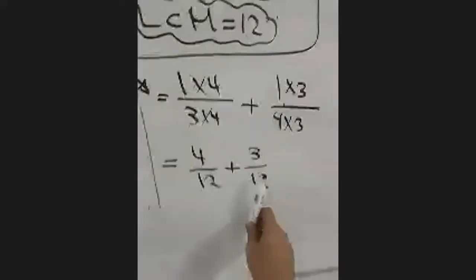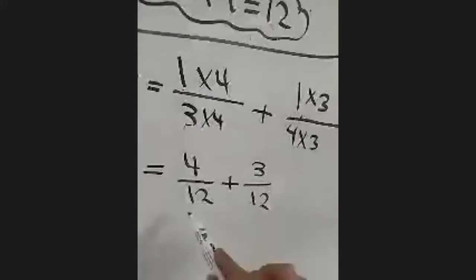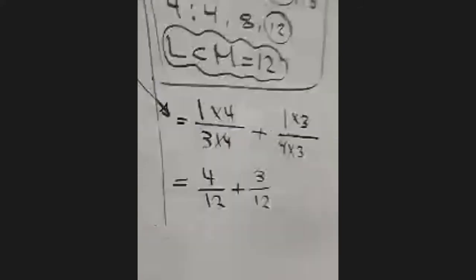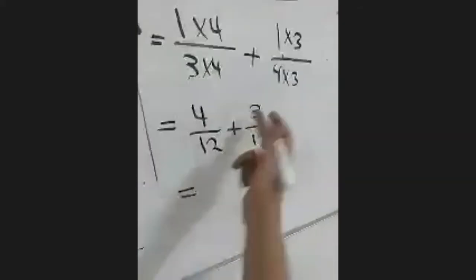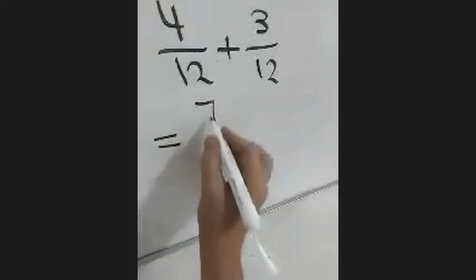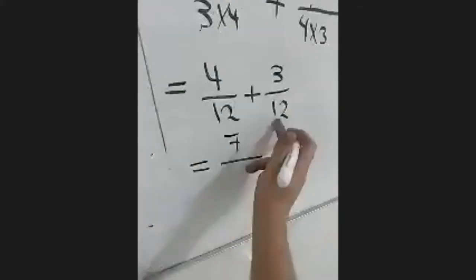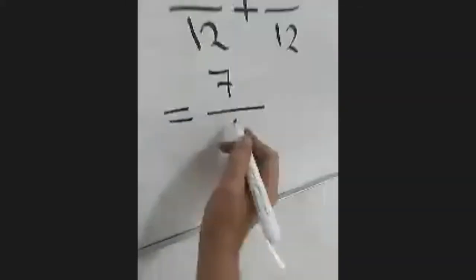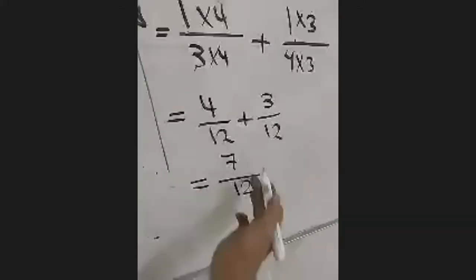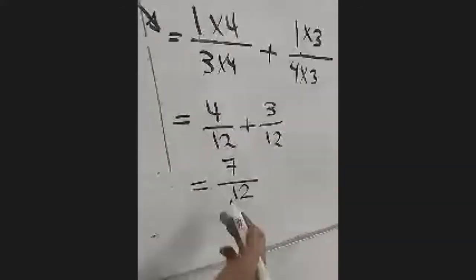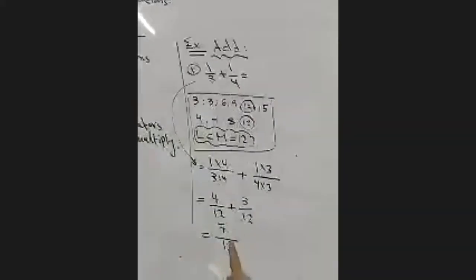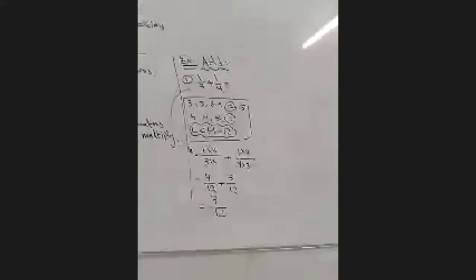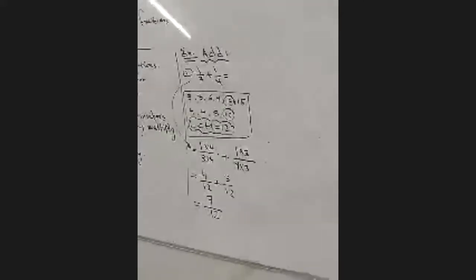Now look at the denominators, they are equal. Now we can add like the previous lesson. We said if we have like denominators, we can add. So this is equal, add up 4 plus 3, 7 over 12. No, take one of them only. Now check if this is the simplest form or not. It is already simplified. So what's the answer of 1/3 plus 1/4? 7/12. This is how we add unlike fractions.